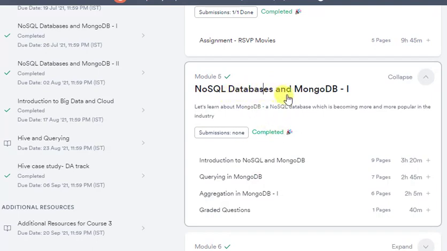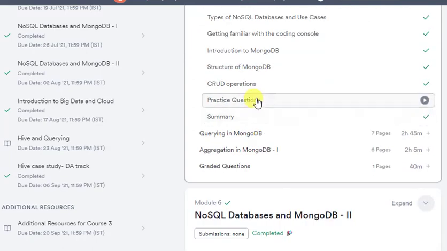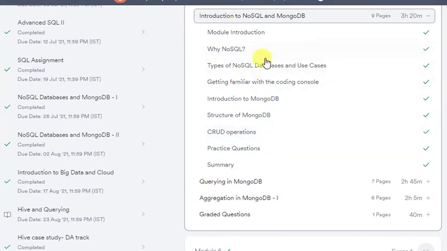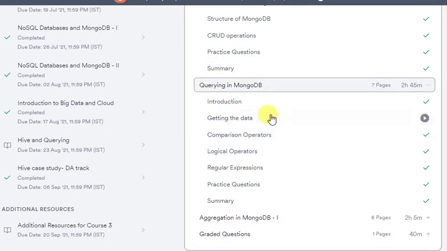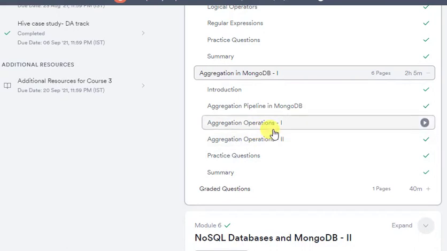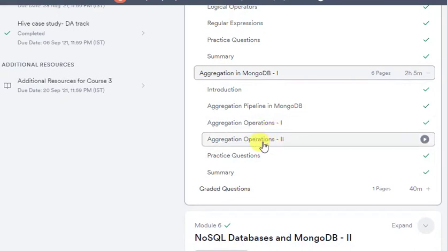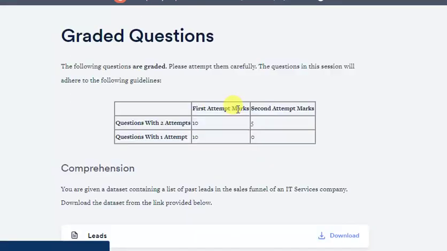And this is the NoSQL database, MongoDB. It's an introduction. Okay. Structure of NoSQL, why NoSQL, where it is required, structure of MongoDB. Then getting started, introduction, localization, regression, summary. Here also aggregation operation. In aggregation operation, 2 graded questions are there.